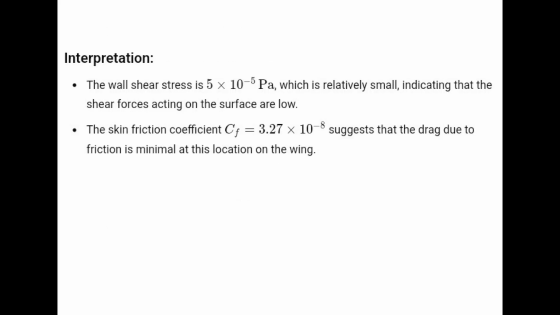So this is the interpretation of our answer. For step 1, the wall shear stress is 5 times 10 raised to negative 5 Pascal, which is relatively small, indicating that the shear forces acting on the surface are low. For step 2, the skin friction coefficient is 3.27 times 10 raised to negative 8, which suggests that the drag due to friction is minimal at this location on the wing.